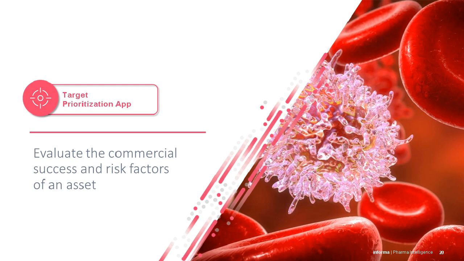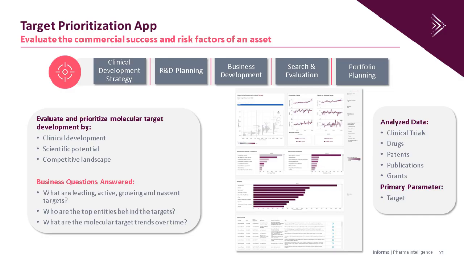Cool. So as you are answering the poll, I'm going to start things off by double-clicking into the Target Prioritization app. As I mentioned earlier, the Target Prioritization app evaluates molecular development by stage, therapeutic potential, and competition. Some of the questions this app helps answer are: who are the top entities behind targets? What are the leading, growing, and active targets? And what are the molecular target trends over time?